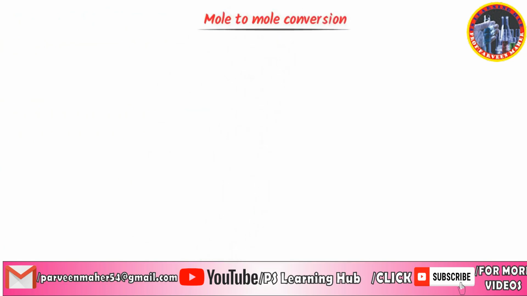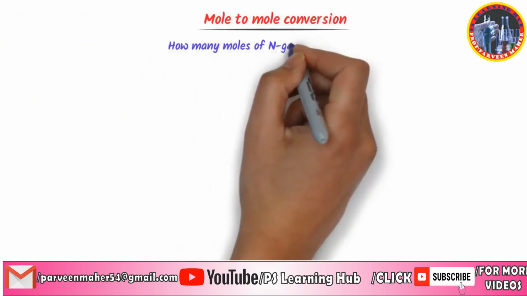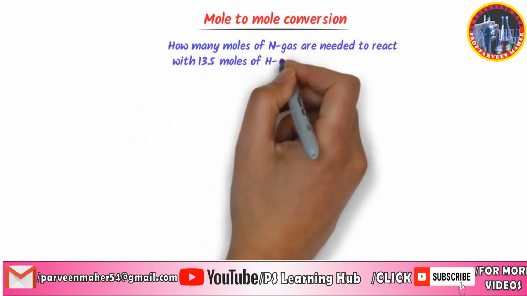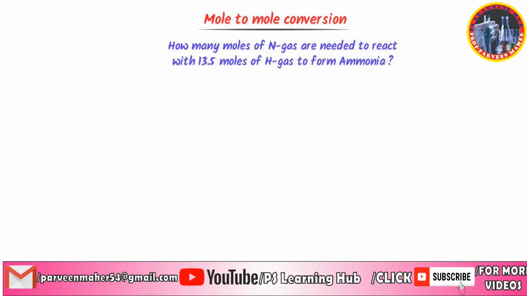Consider this problem. How many moles of nitrogen gas are needed to react with 13.5 moles of hydrogen to form NH3? Well, I write the balanced chemical reaction. We know that hydrogen gas plus nitrogen gas react together to form NH3. I put here 3, 1 and 2. This is the complete balanced chemical reaction.